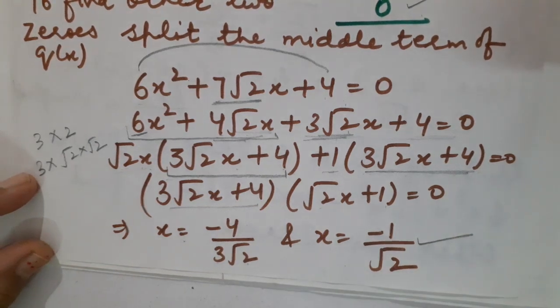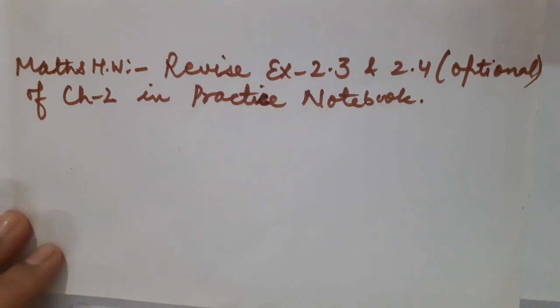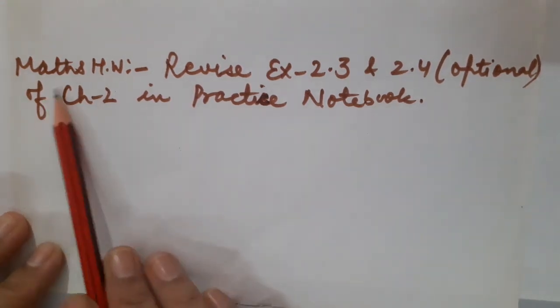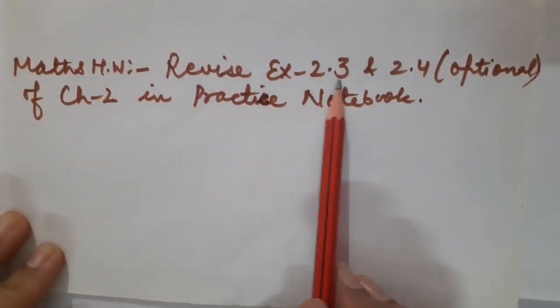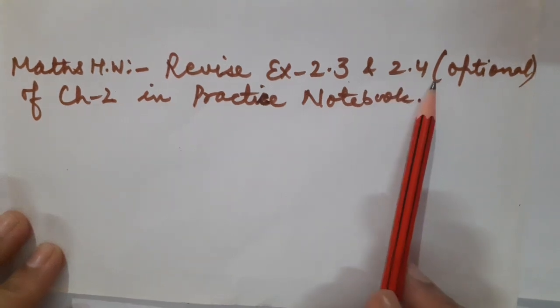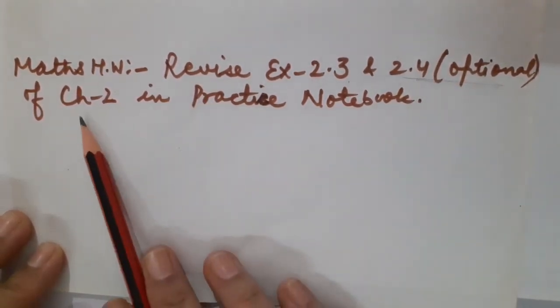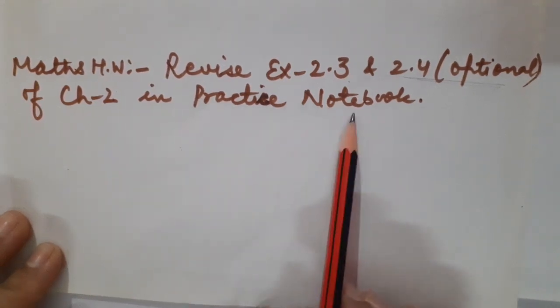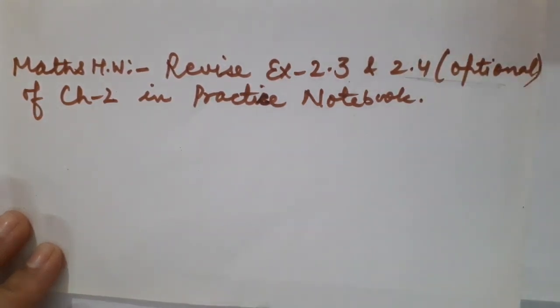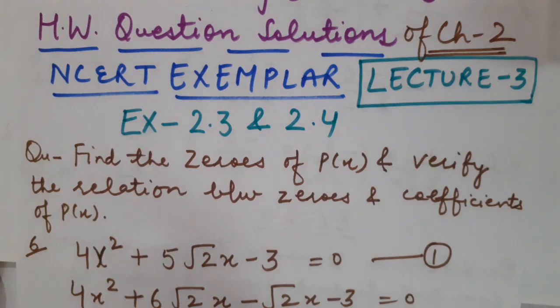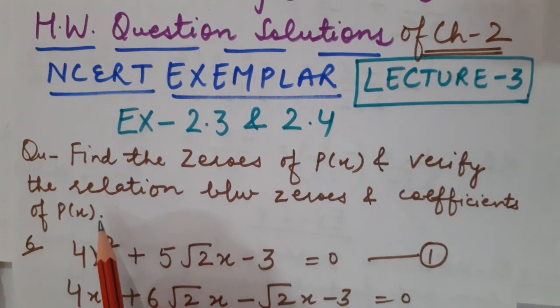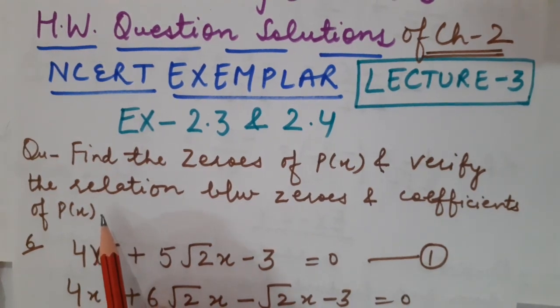Clear, children? Now children, that's it for the day. You please note down your mathematics homework. You have to revise exercise 2.3 and 2.4, which is the optional exercise which I have completed today only of chapter number 2 in your practice notebook. Clear, children?